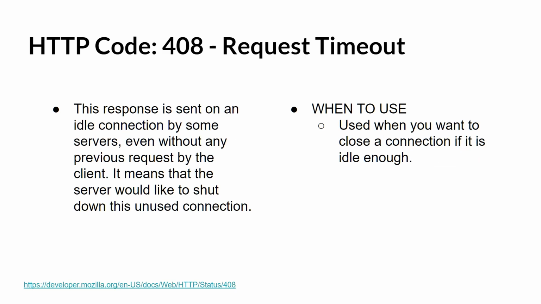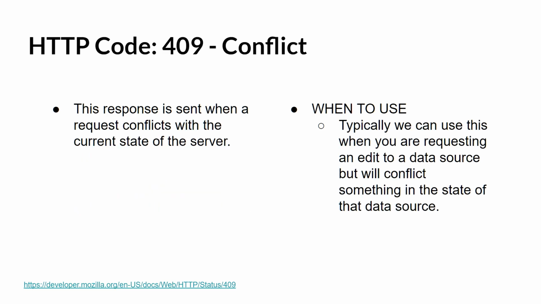408 request timeout means that the server can disconnect the connection to the client if the request timeout is reached. 409 conflict means that a particular request conflicts with the status of the server or the data that is within it. Typically, we can use this when you are requesting an edit to a data source but it will conflict with something inside it.